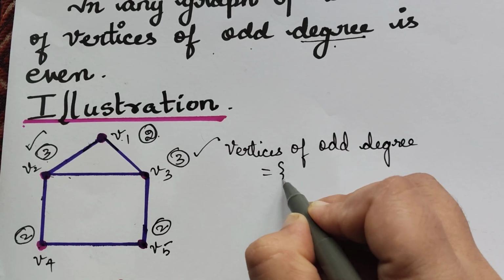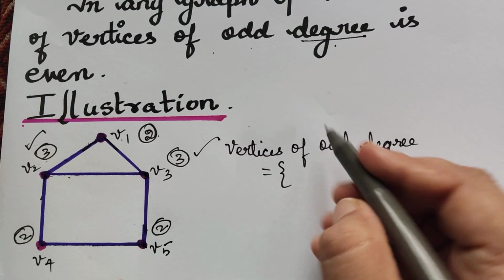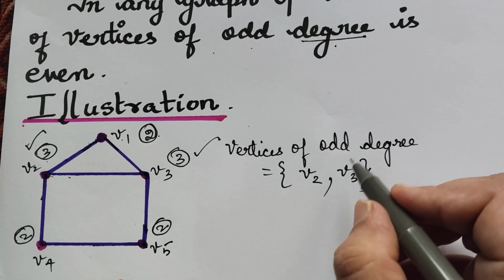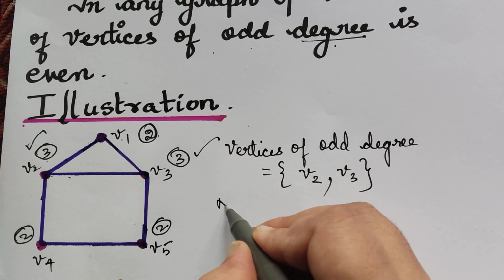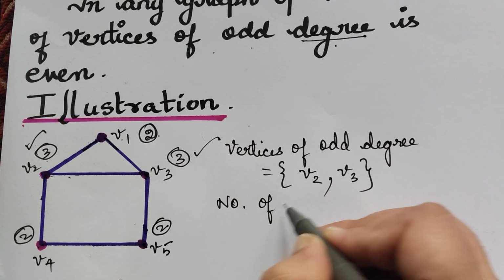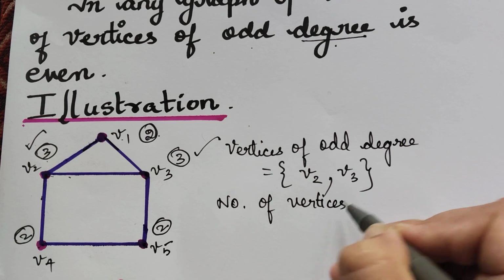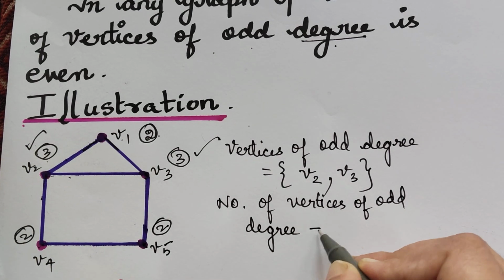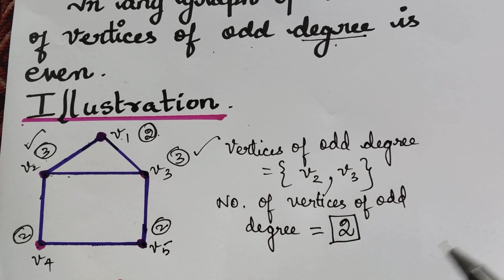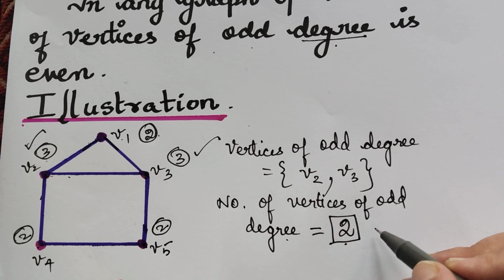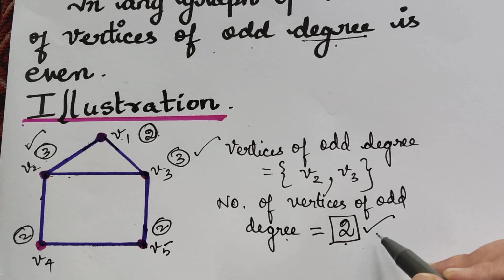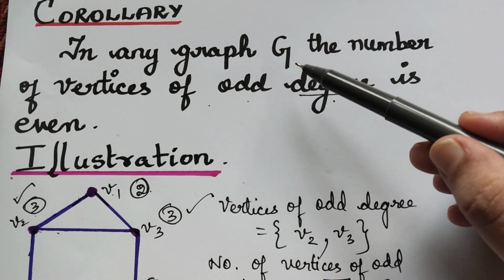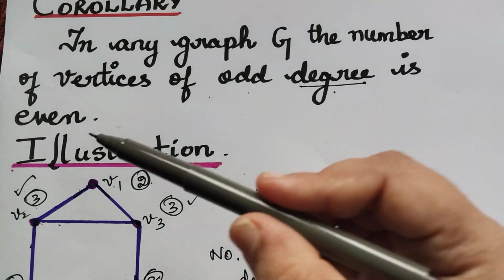So what will be this set? What are the vertices of odd degree? V2 and V3. So let us put them as a set. V2 and V3, these are the two vertices with odd degree. So therefore the number of vertices of odd degree will be equal to 2. We see that the number of vertices of odd degree is an even number. Since it is 2, it is an even number. That is what we want to prove in this corollary: in any graph G, the number of vertices of odd degree is even.